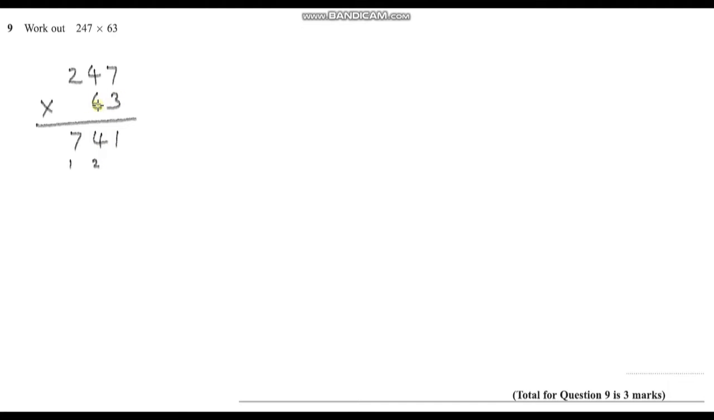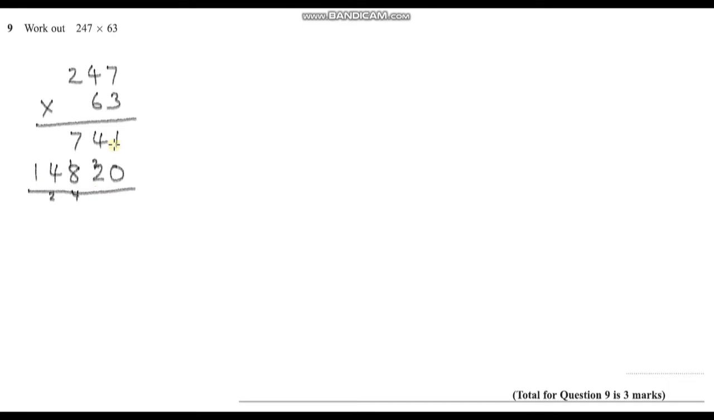Now we're going to move on to the 6s. And because we're in the tens column, we have to put a 0 here. So now we do 6 times 7. Well, that's 42. So the 2 goes here, carry the 4. 6 times 4 is 24. Carry the 4, that's 28. So we put the 8 there and the 2 there. And then 6 times 2 is 12, plus the 2 is 14. So we put the 14 there because it's the last one.